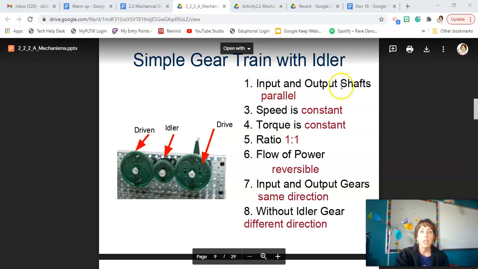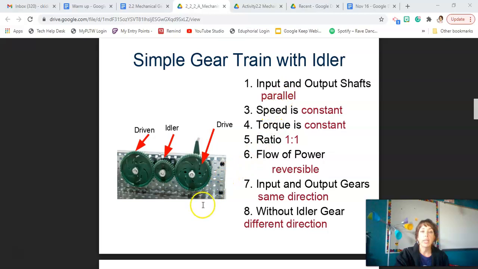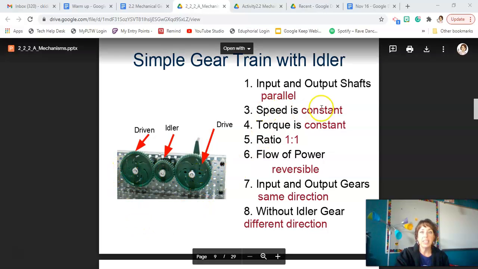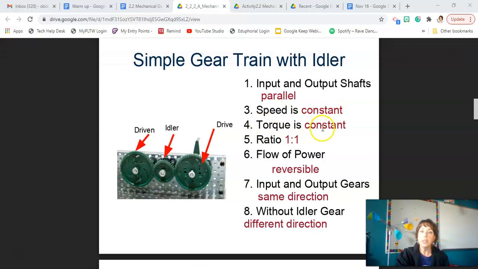So number one, input and output shaft, what is the relationship? They are parallel to each other. So here's the shaft, and here's the shaft. And they are all parallel to each other. The speed is constant and the torque is constant. And the reason is because this gear and this gear are the same size.